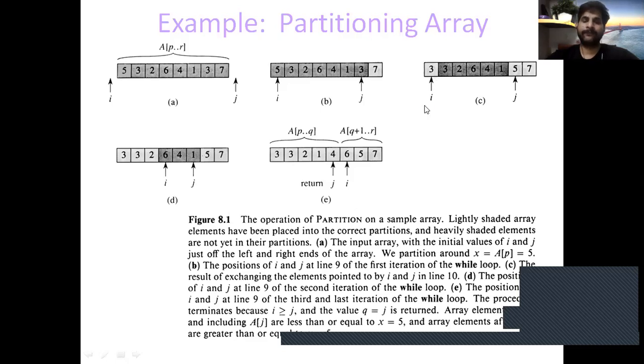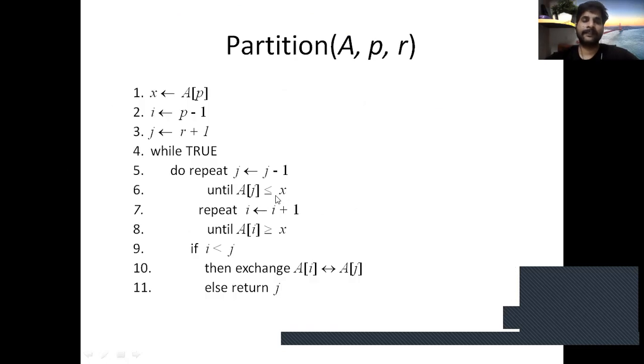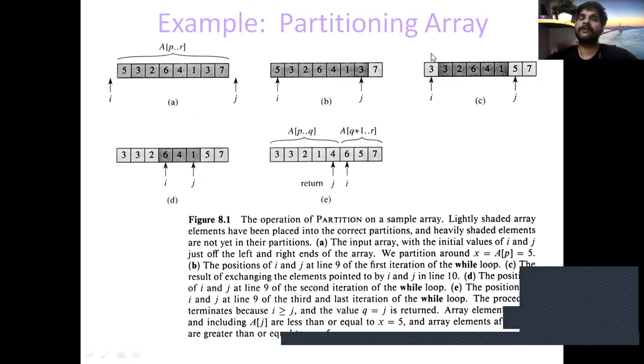Array of i greater than or equal to x, if the condition is false, then i equal to i plus 1 happens. What is the value of array of i in this case? The value of array of i is 3, x is 5. 3 greater than or equal to x, condition false, incremented by 1. 3 also false, incremented by 1. 2 also false, incremented by 1. 6 is true, array of i greater than or equal to x, condition is true, then stop.